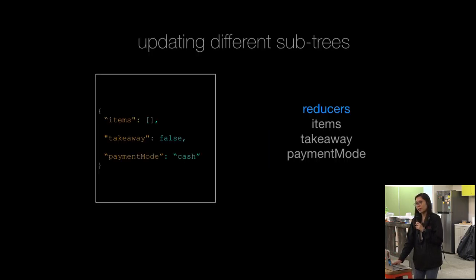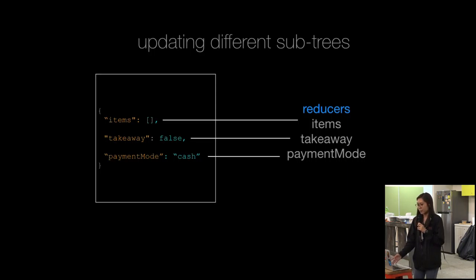As our application gets more and more complex, we want to designate reducers to update certain subtrees. We don't want one reducer to update the entire state. So in this case, I have an items reducer that updates the items subtree, and then the takeaway reducer to update the takeaway subtree, and then payment mode to update the payment mode subtree.